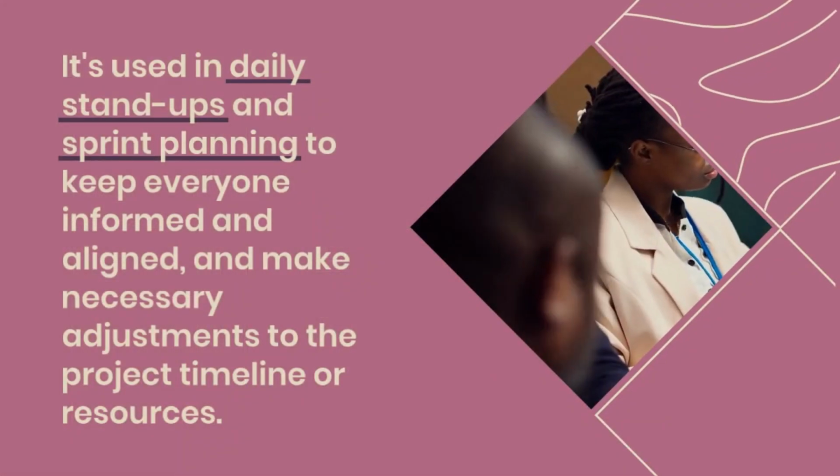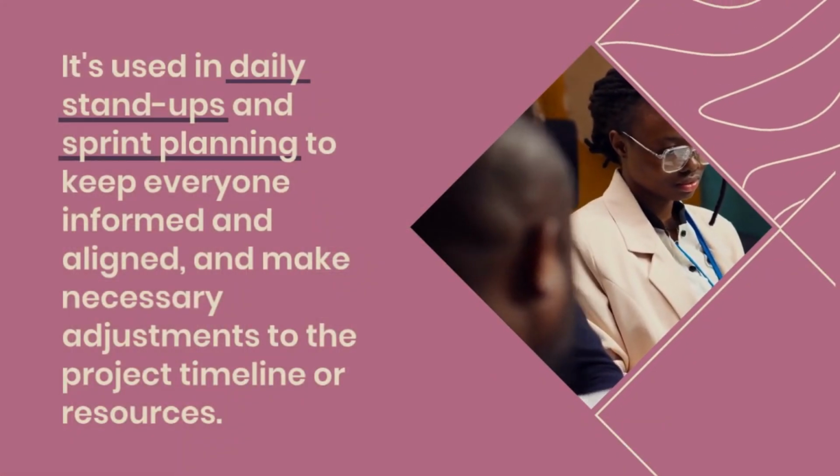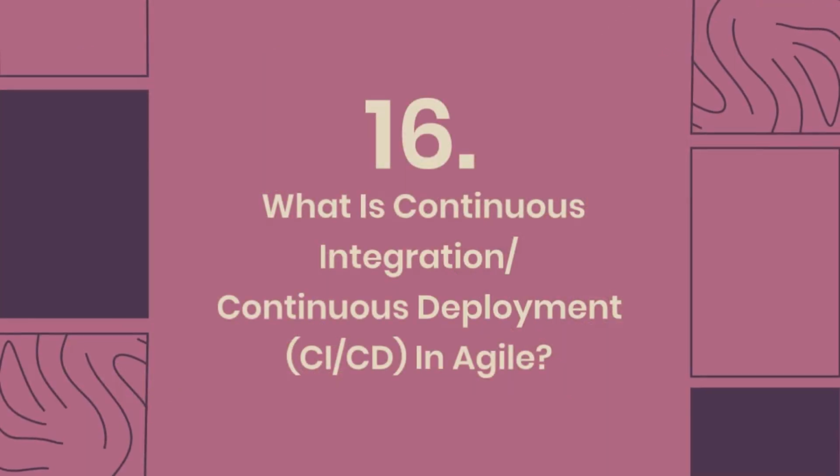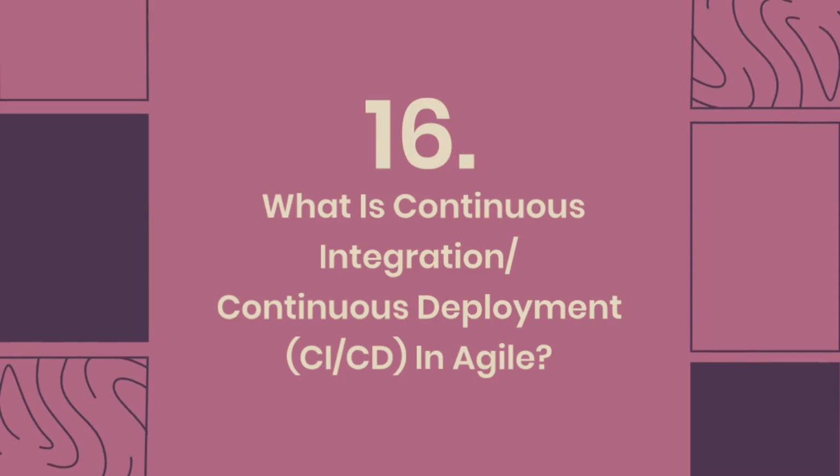It's used in daily stand-ups and sprint planning to keep everyone informed and aligned, and make necessary adjustments to the project timeline or resources. 16. What is continuous integration, continuous deployment, (CCD) in Agile?